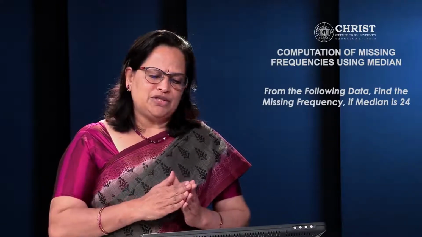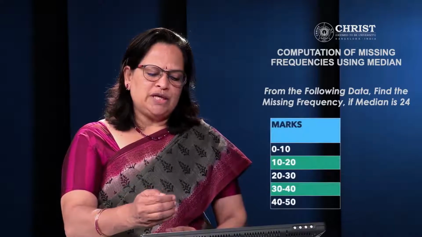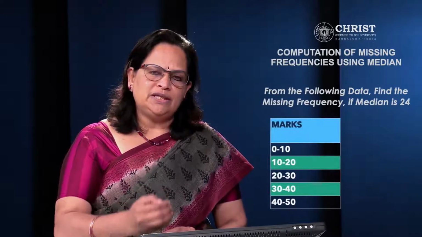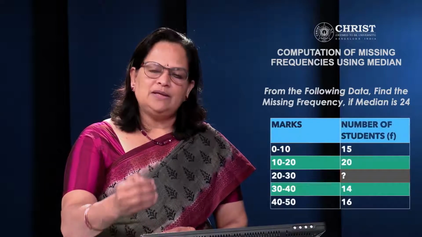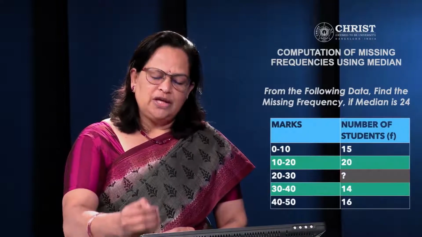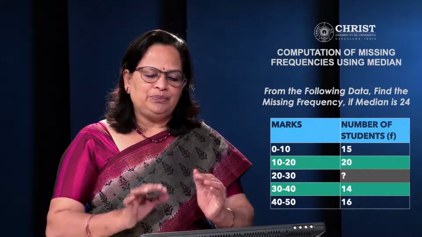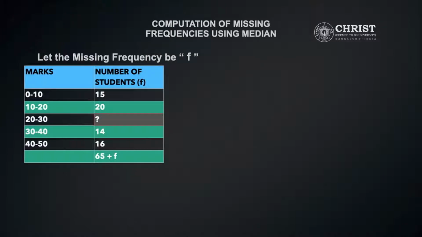So the median value is known, but the frequency value is missing. Usually all the frequency values will be there, and we will do the median computation. So here the marks are 0 to 10, 10 to 20, 20 to 30, 30 to 40 and 40 to 50. Number of students: 15, 20, the next value is missing, and 14 and 16. So how will we do that? The missing frequency we are calling F. So when writing the frequency: 15, 20, F, 14, 16. The total is 65 plus F.